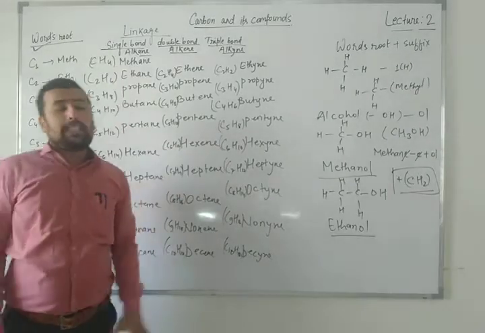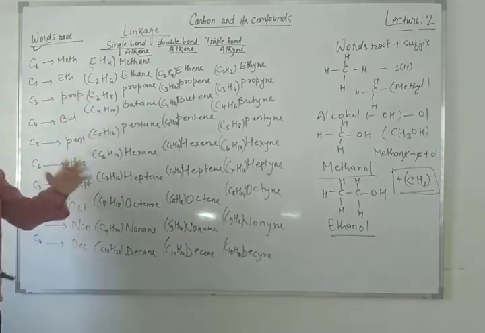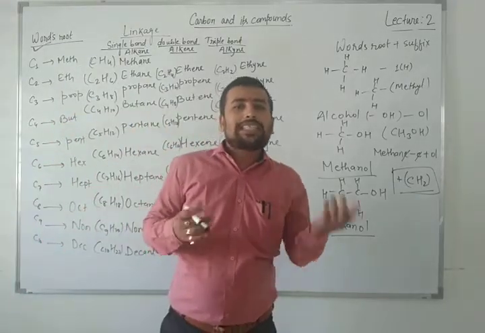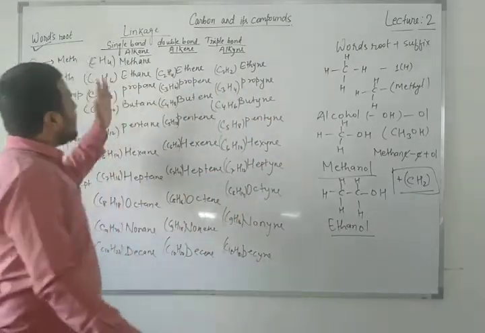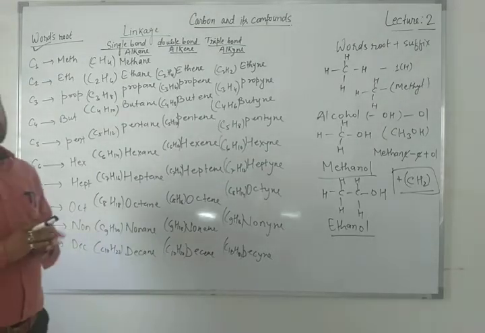As you have seen, CH2 is added for the next carbon, so that is called a homologous series. It means the same number of carbons and hydrogens is added for the next carbon. So this series will be known as a homologous series. What will this series be known as?